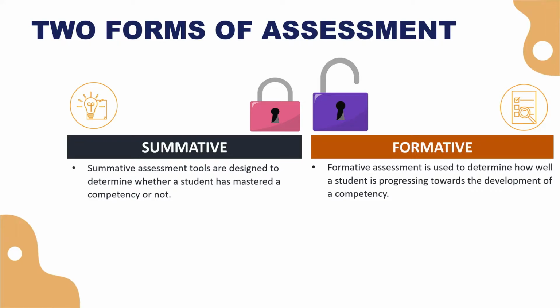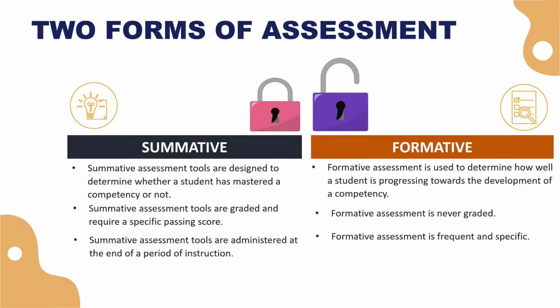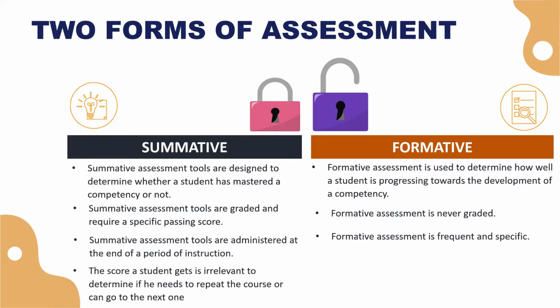Number 2, summative assessment tools are graded and require a specific passing score, while formative assessment is never graded. Number 3, summative assessment tools are administered at the end of a period of instruction, while formative assessment is more frequent and specific. And number 4, the score a student gets is relevant to determine if he needs to repeat the course or he can go to the next one.